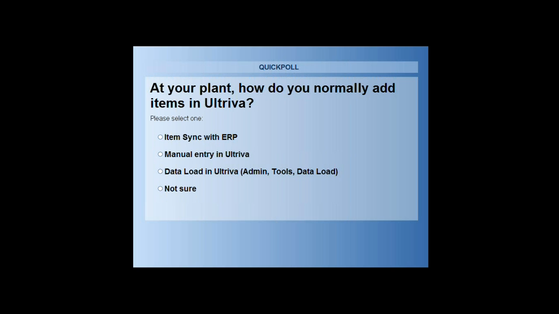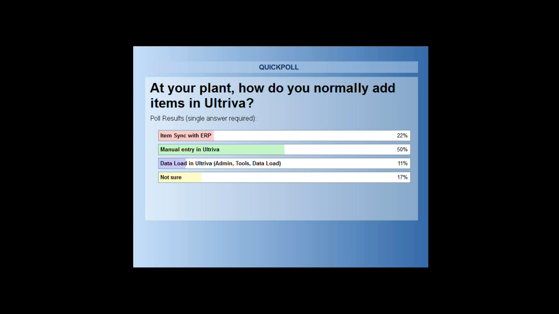I see quite a few votes coming in. We'll give it a few more seconds here for people to vote. Okay, a few more people voting. All right, excellent. I'm going to go ahead and close this one, and we will see how everyone is doing their items. It looks like most people are doing a manual entry in Ultriva, which is good. That's what we're going to be focusing on here today. And a few people aren't sure.